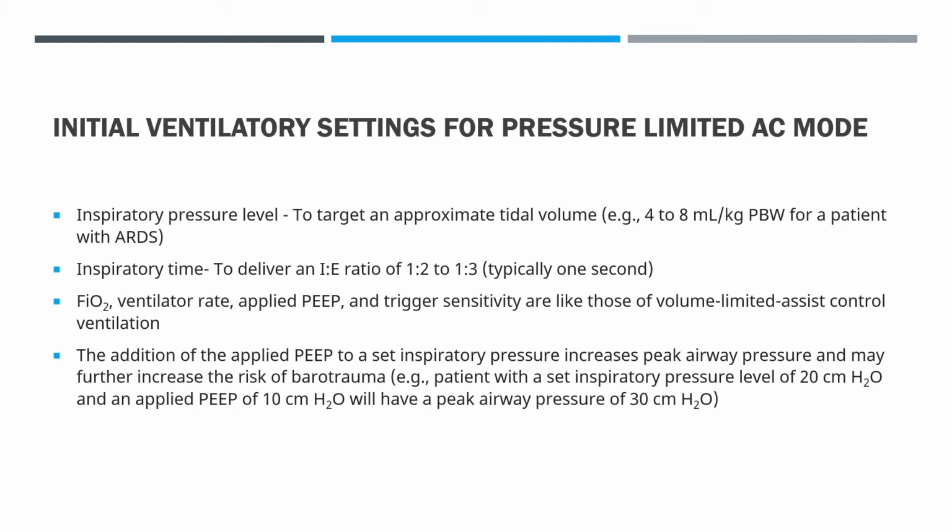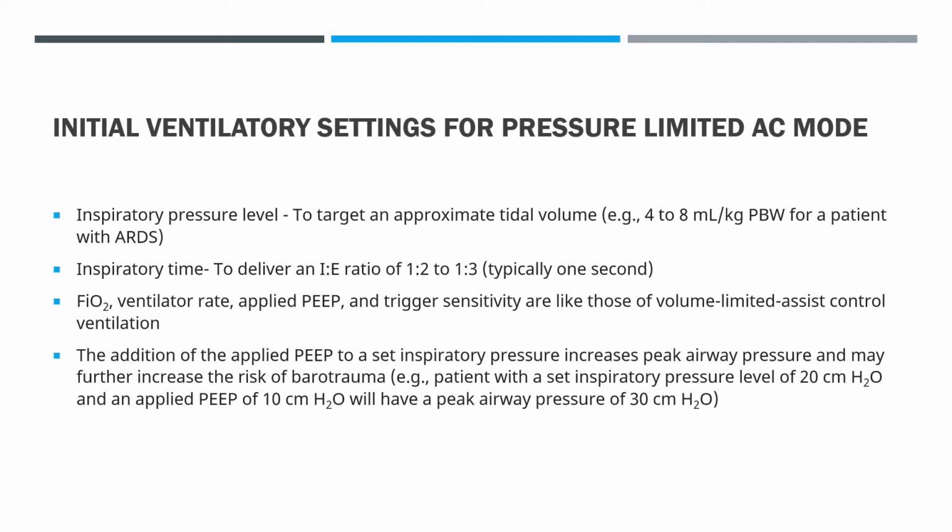Initial ventilatory settings for pressure limited mode are similar to those used for the volume limited mode, except for the inspiratory pressure level and the inspiratory time parameter. As in this mode volume is not set and pressure is set to achieve the desired tidal volume. Pressure is set to achieve a target tidal volume of 4 to 8 ml per kg predicted body weight for ARDS patients and between 6 to 8 ml per kg for non-ARDS patients.